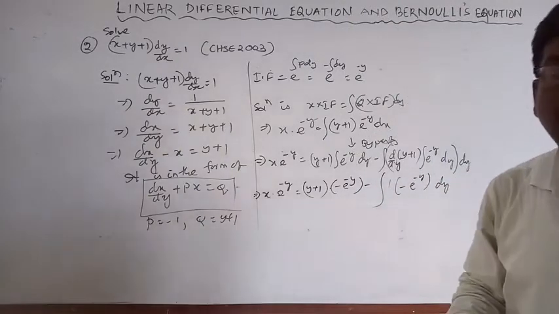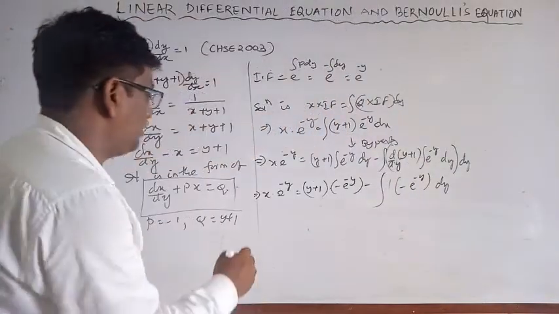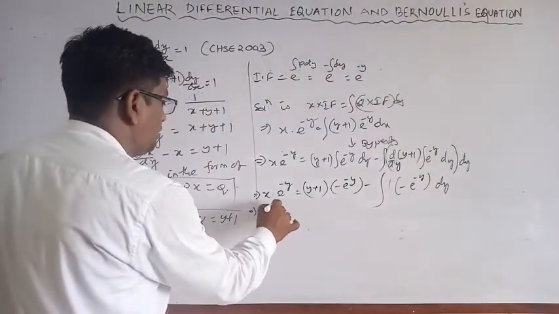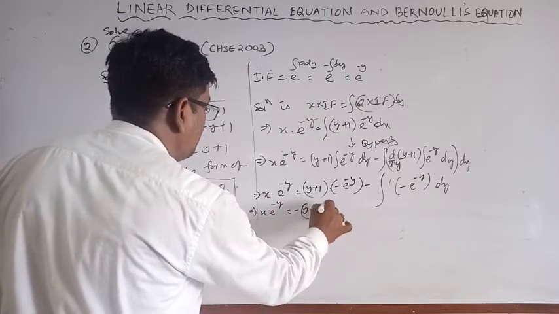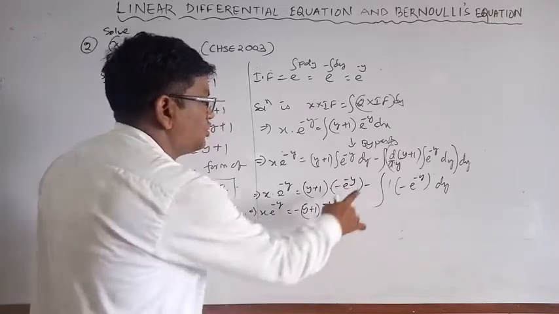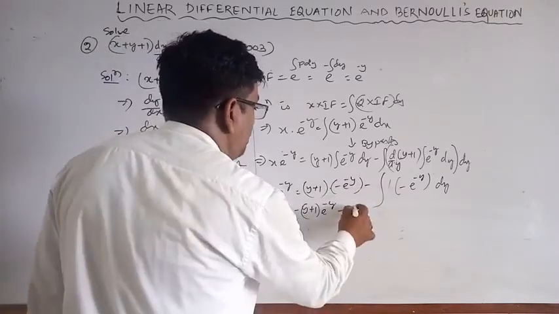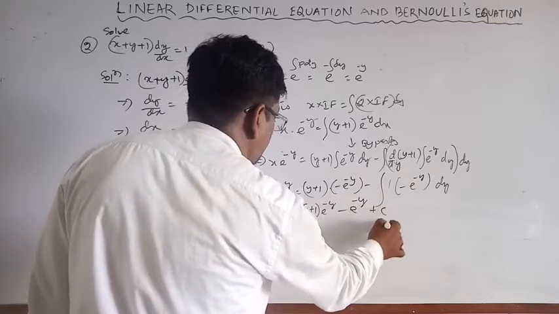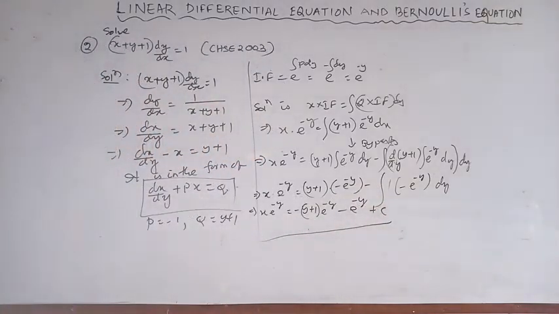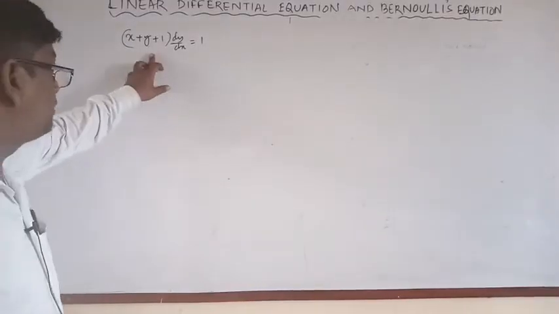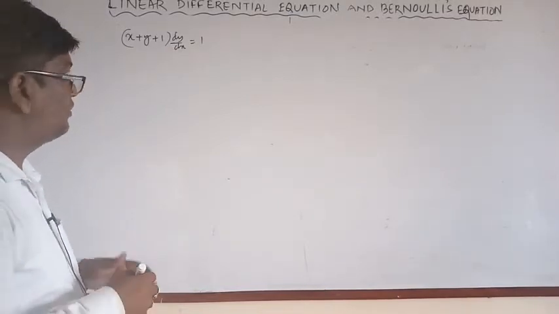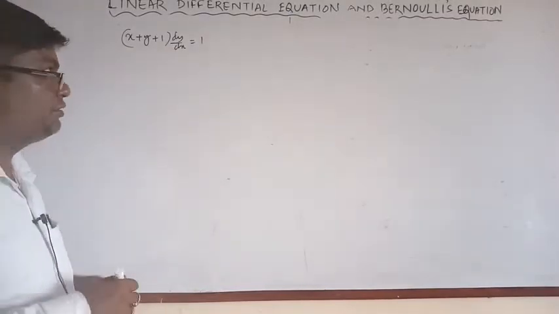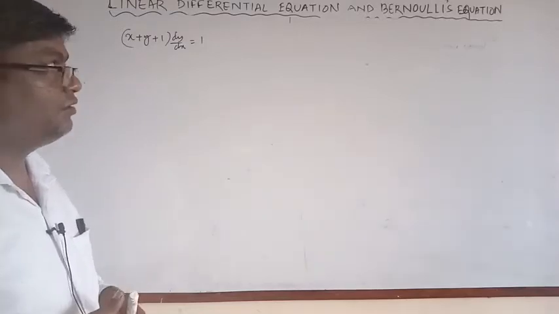Now x e^(-y) is equal to -(y + 1) e^(-y) minus e^(-y) plus c. This is the solution of this type of equation, or this can also be solved by putting x + y + 1 equal to z, using the variable separation method. Okay. Now another question.